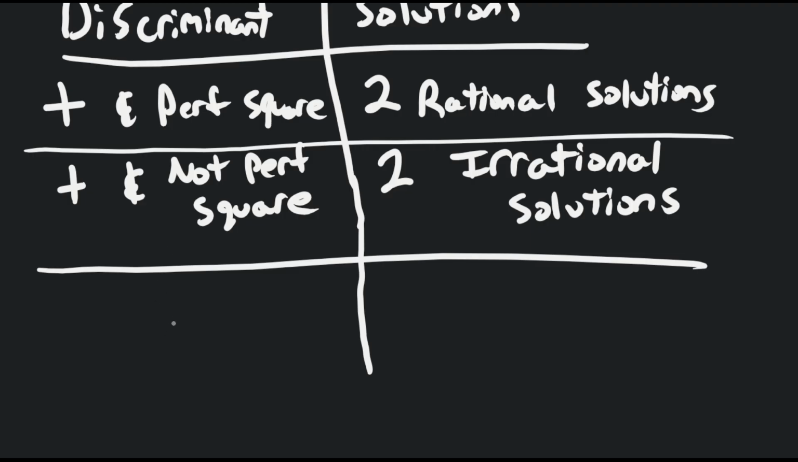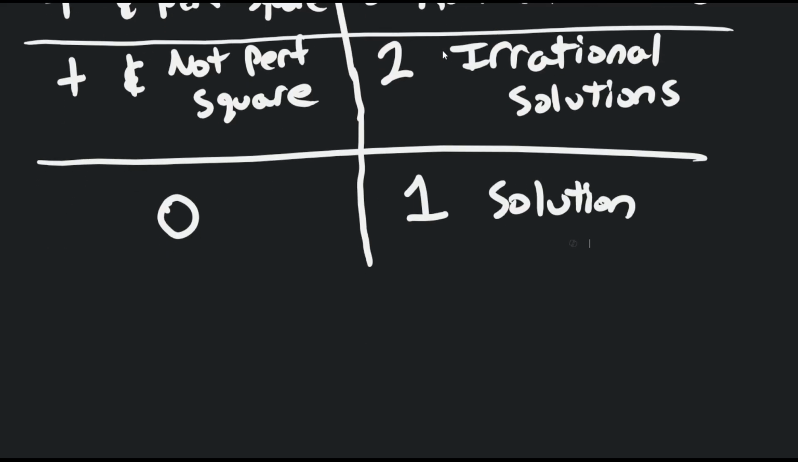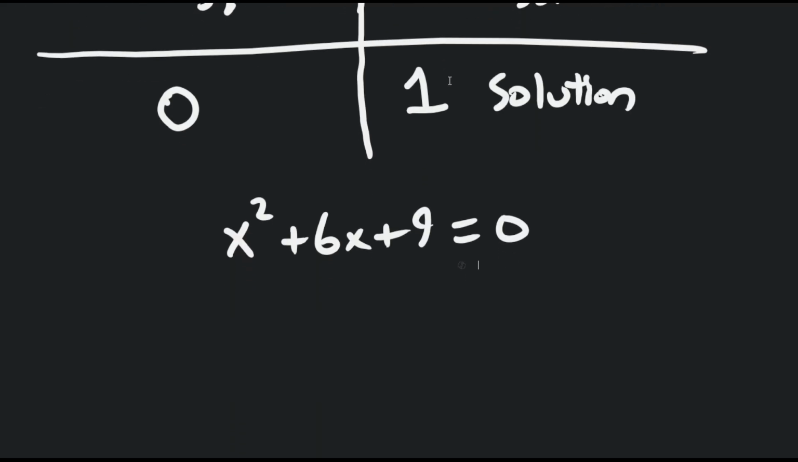Now, what if your discriminant is exactly 0? That means you will have one solution. So just a quick example. Let's say we had x squared plus 6x plus 9 equals 0. And let's go ahead and find the discriminant very fast. So we know our a is 1, our b is 6, and our c is 9. So b squared, so 6 squared minus 4ac, so minus 4 times 1 times 9.